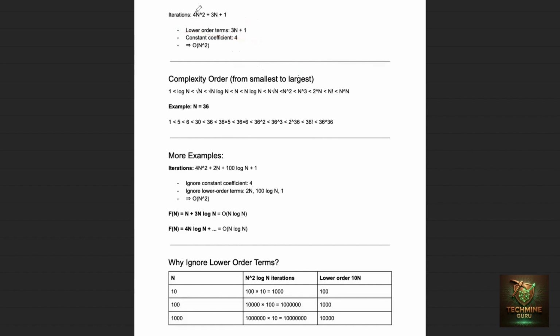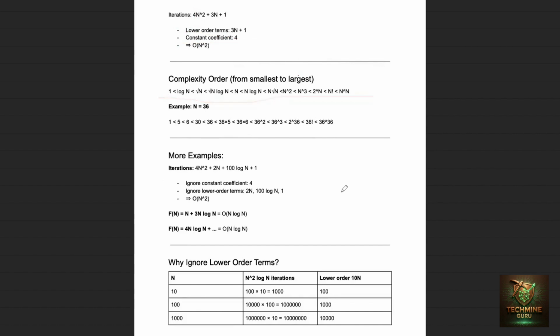And then we need to ignore the constant coefficient of this n square, which is 4. So now big O complexity is O(n square). So we will also learn why we are ignoring the lower order terms and why we are ignoring the constant coefficient. But before that, let's try to memorize this complexity order from smallest to largest.